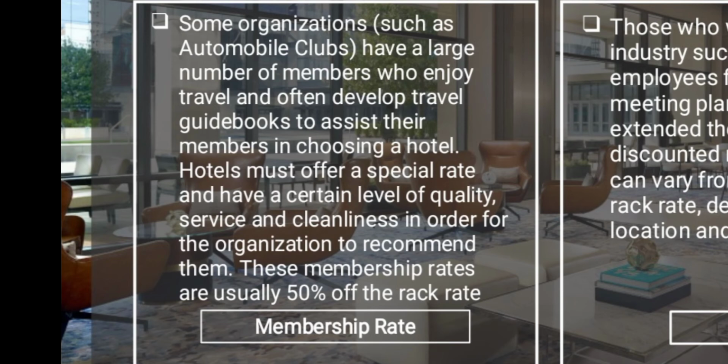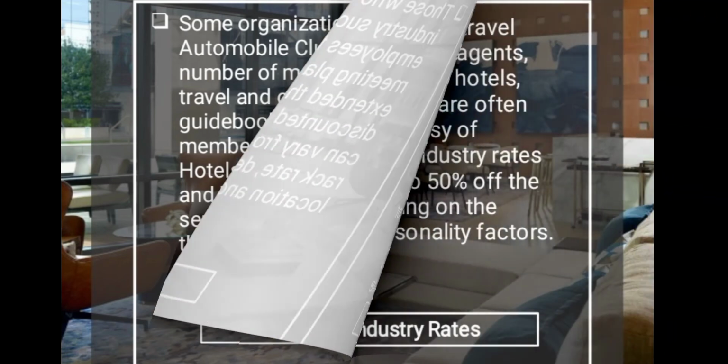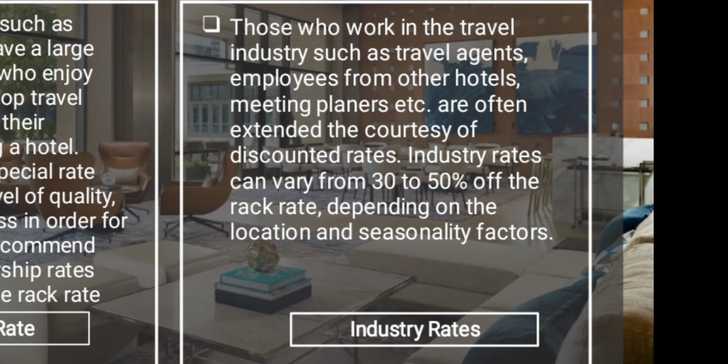Hotels must offer a special rate and have a certain level of quality, service, and cleanliness in order for the organization to recommend them. These membership rates are usually 50% of the rack rate. And the last one is industry rates.